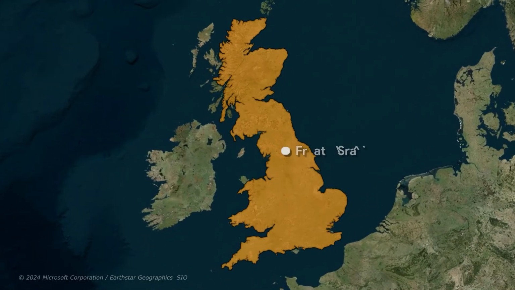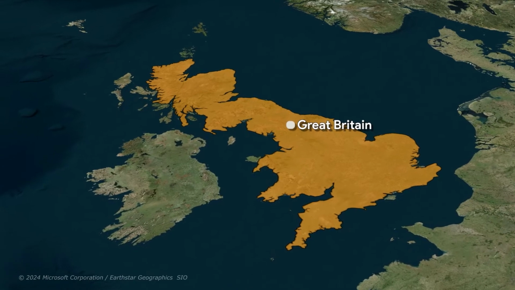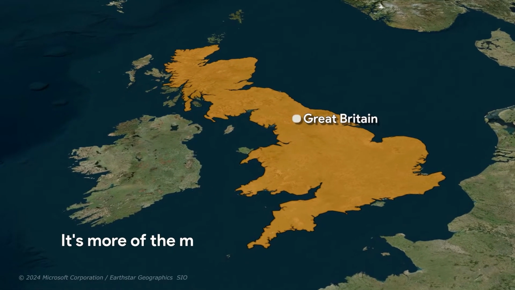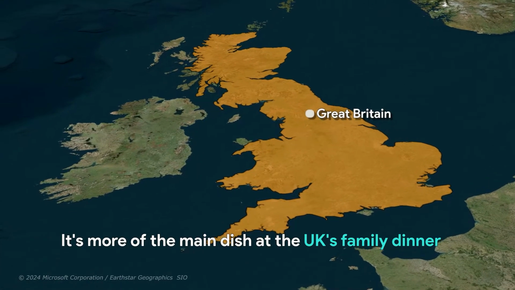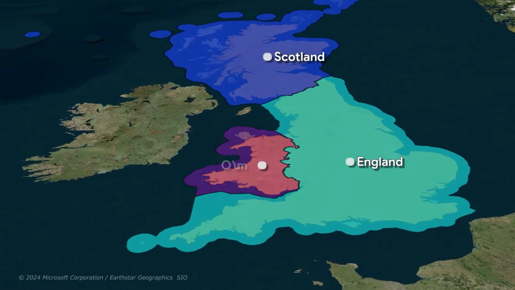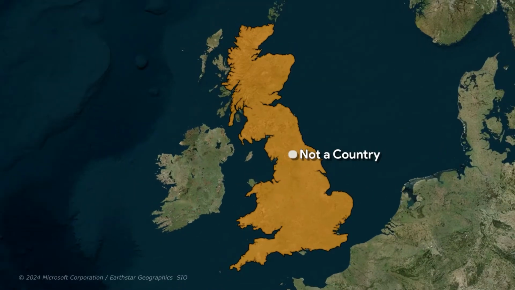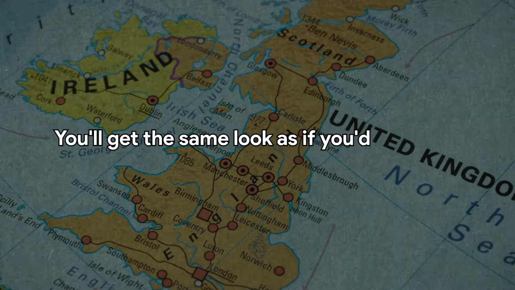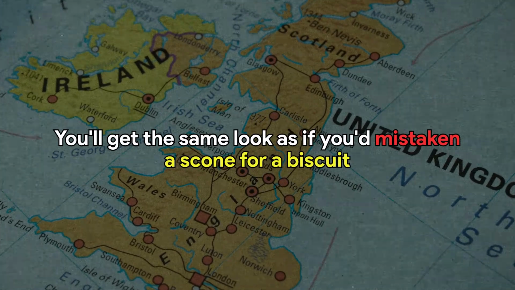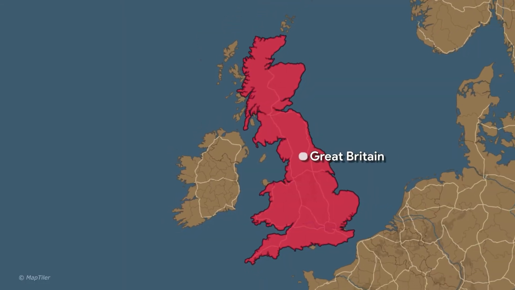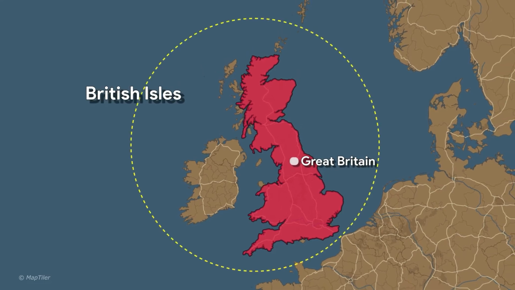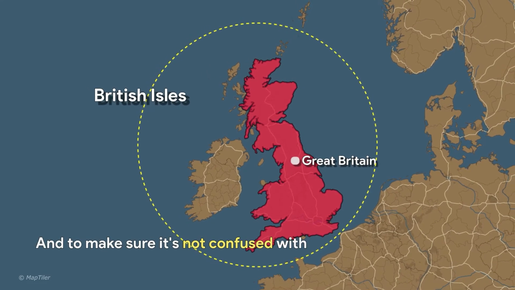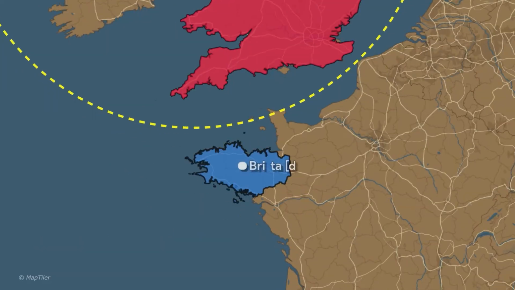Now, let's hop over to Great Britain. This is not a country, but a big island. It's more of the main dish at the UK's family dinner, including England, Scotland, and Wales. But don't call it a country, or you'll get the same look as if you'd mistaken a scone for a biscuit. The name Great Britain comes from being the largest island in the British Isles, and to make sure it's not confused with its smaller French cousin, Brittany.